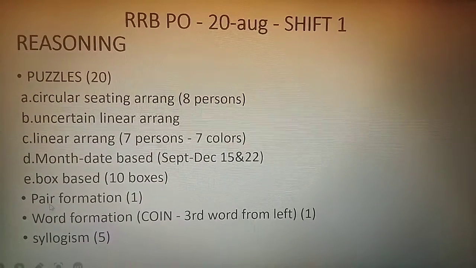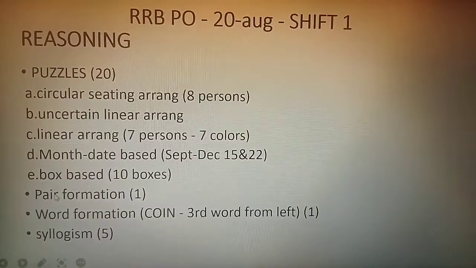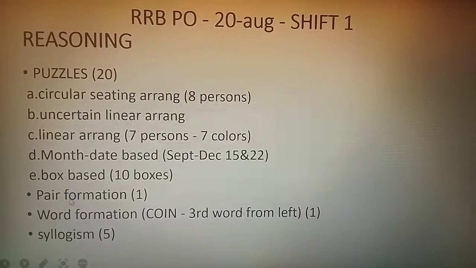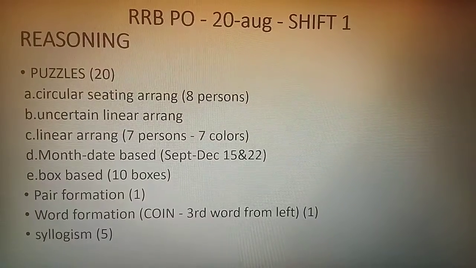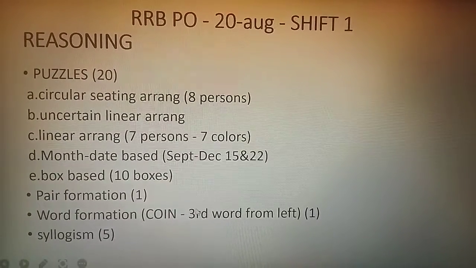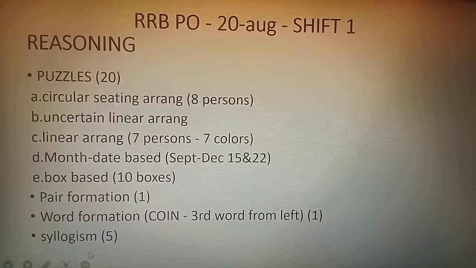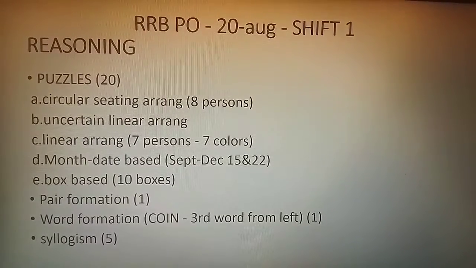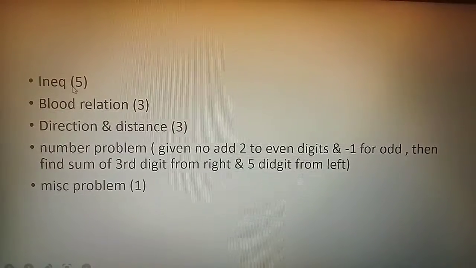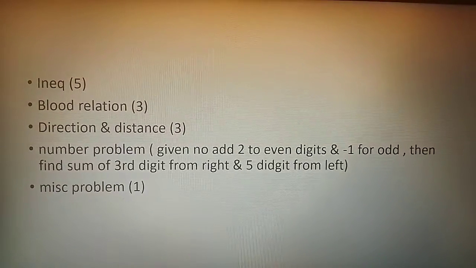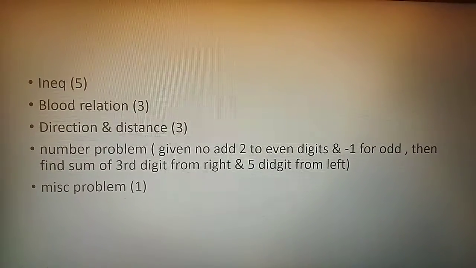Apart from puzzles, in miscellaneous, one was pair formation between the alphabets, and the other was word formation, wherein the word given was COIN, and from this you need to find the third word from the left side. This was easy, and we had 5 syllogisms and most of them were only a few cases. So it was also easy. The next one was inequalities. One of them was without comma and the other 3 or 4, I guess, were with comma. This was also easy.